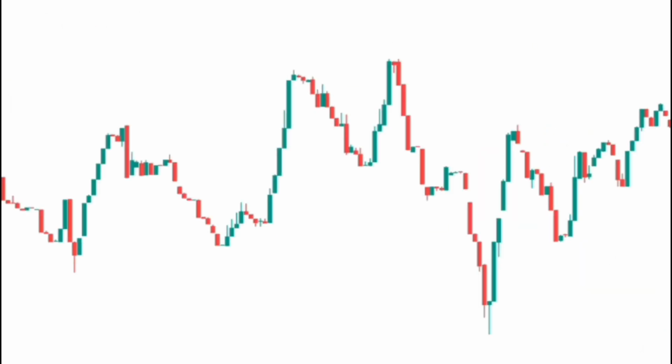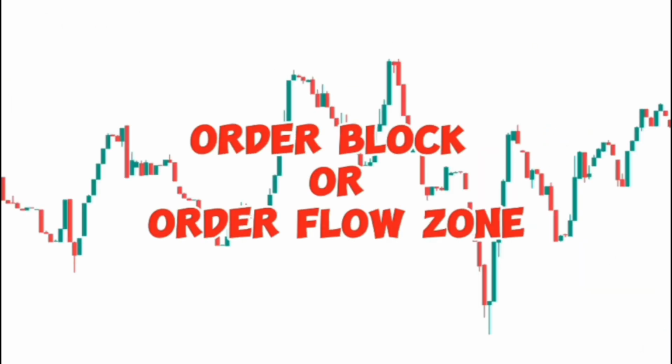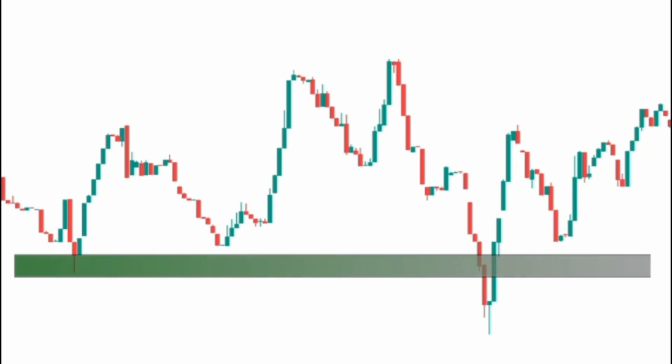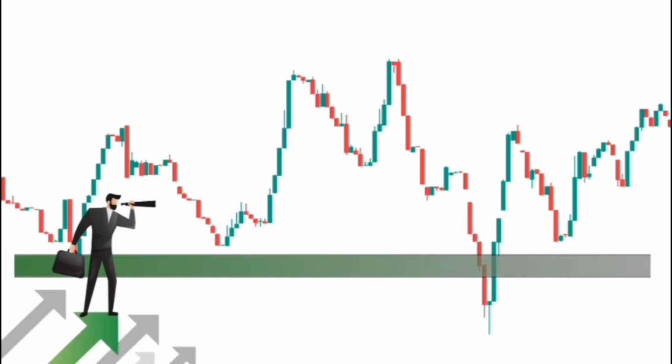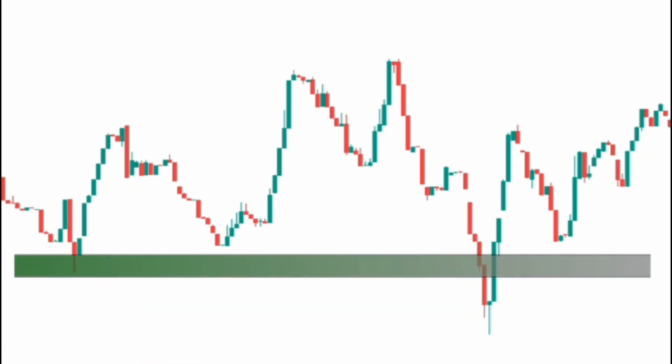Next, let's talk about order blocks and order flow zones. These are the areas where large institutional orders are often placed. Most retail traders see them as nothing more than simple support and resistance levels, but in reality, these are the zones where smart money has already built its positions.